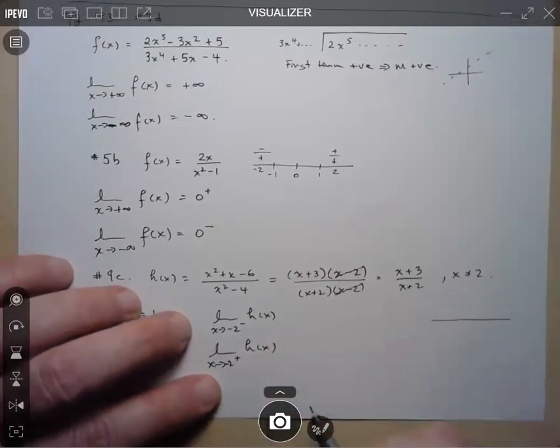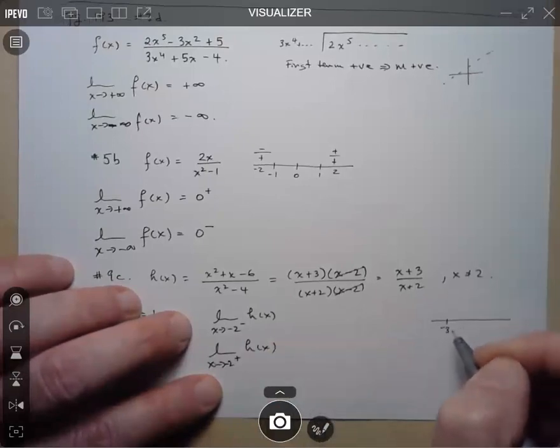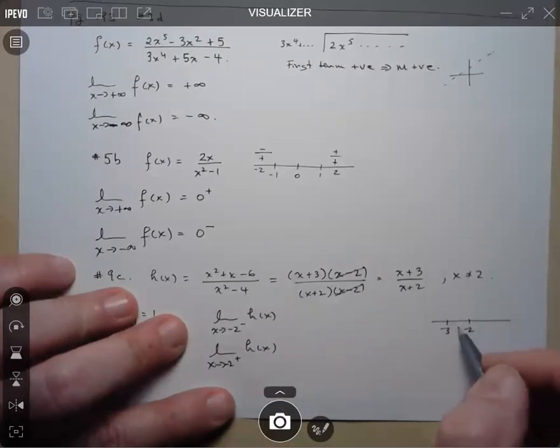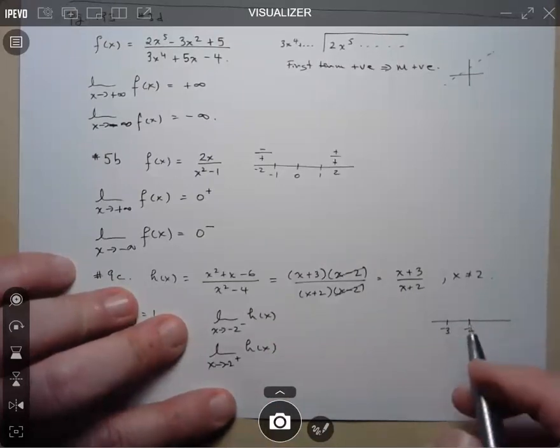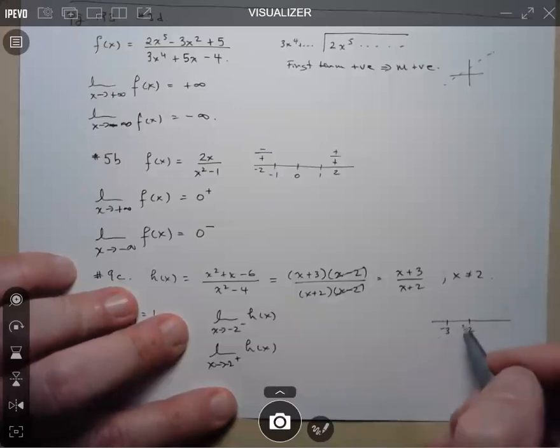So the only places this function can change sign are at -3, where I have an x-intercept, or at -2, where I have a vertical asymptote. So I just need to pick one point on either side of -2, but this is where you need to be careful. I need to be careful that I don't pick something that goes beyond -3. So I'm going to take -2.5.